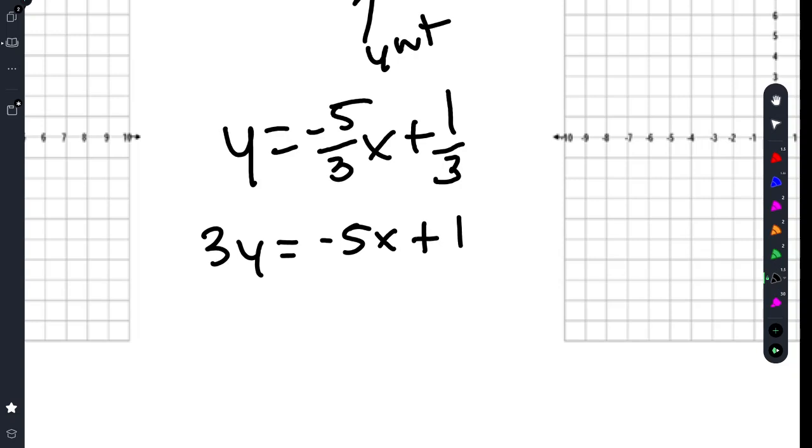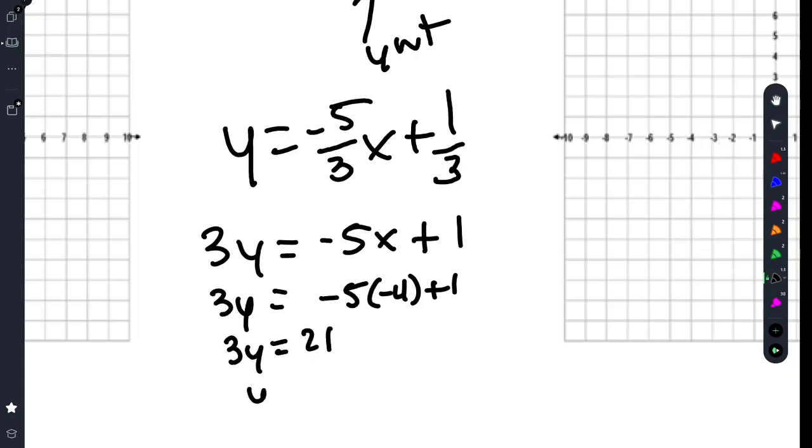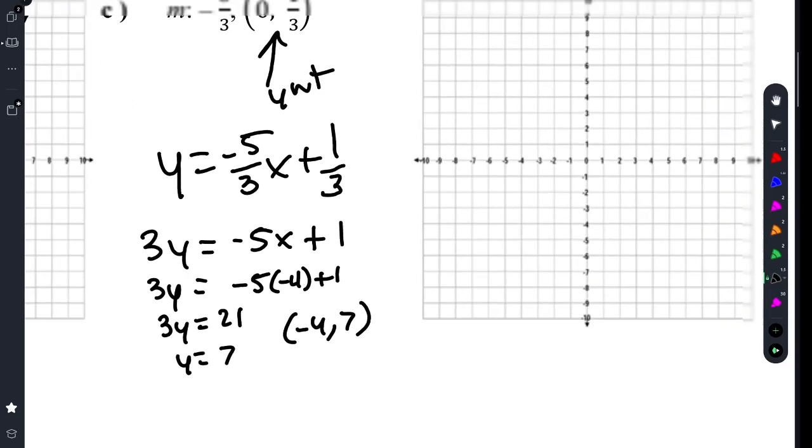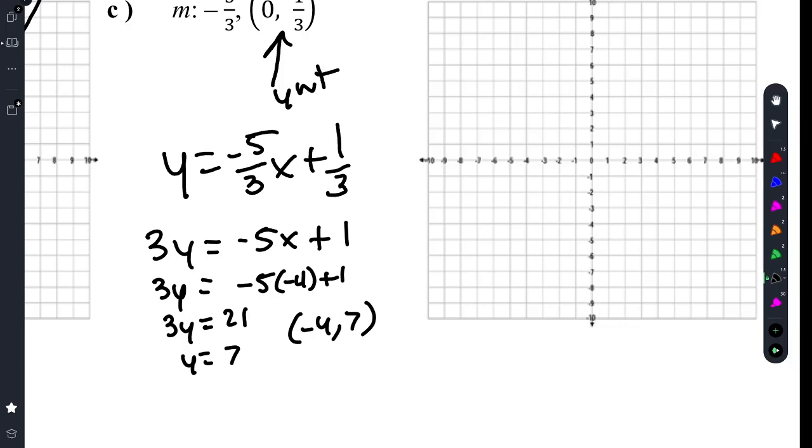-4. -4 takes us to 21. That's good. So if x was -4, that's a good one. So we'd have -5 times -4 plus 1, which would be 21, which would be what? So we get 3y equals 21, which is y equals 7. So we know the point (-4, 7) is on the graph. Does that make sense? And if I was to graph this, that would be a better point to use. Yeah? There's nothing special about (-4, 7). It's just easier to graph from.